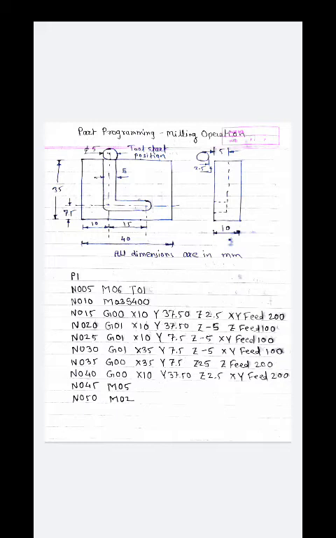Now we are supposed to move it to its initial position, that is N040, G00, X10, Y37.50, Z2.5, XY feed 200 per minute. In such a way we have removed the material. That means we have finished the second part of the programming, that is the chip removal.